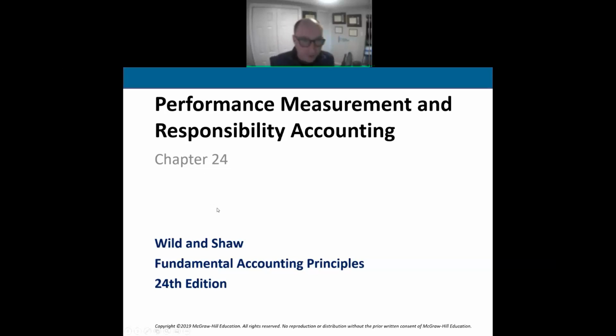So that's performance measurement. And then responsibility accounting really has to do with the responsibility of each department within the company and their ability to responsibly account for what has happened in each department. We'll talk a lot about that as well.